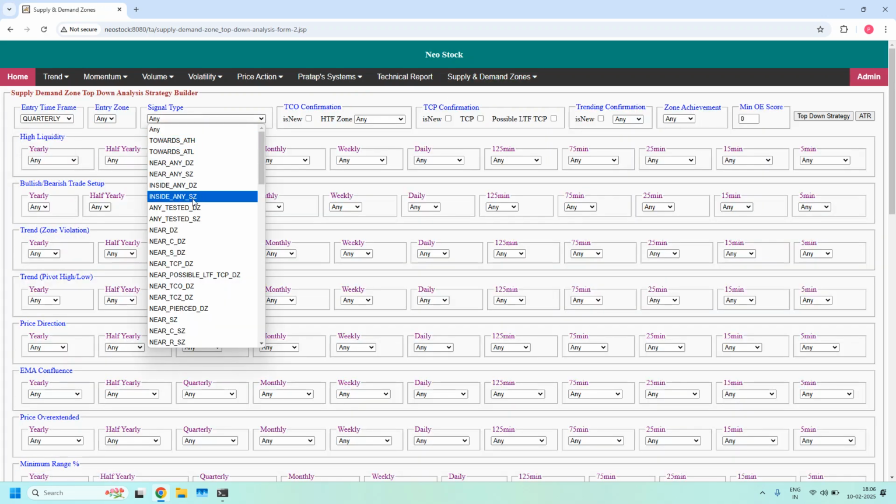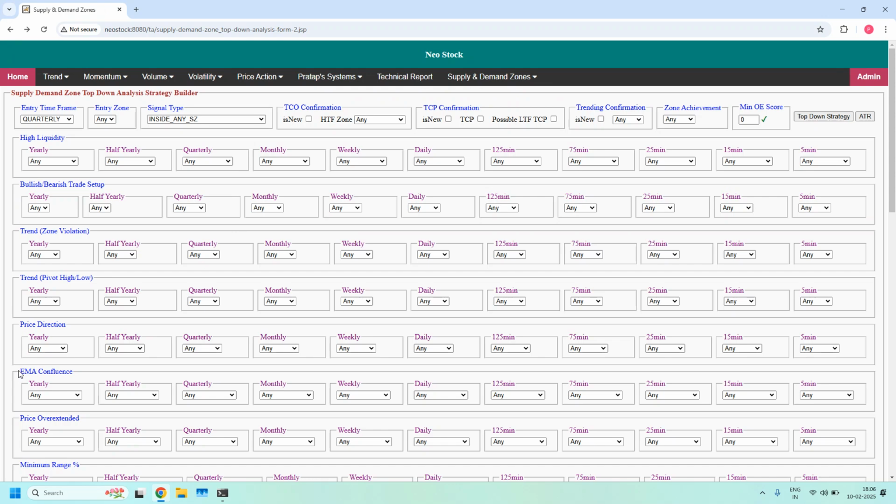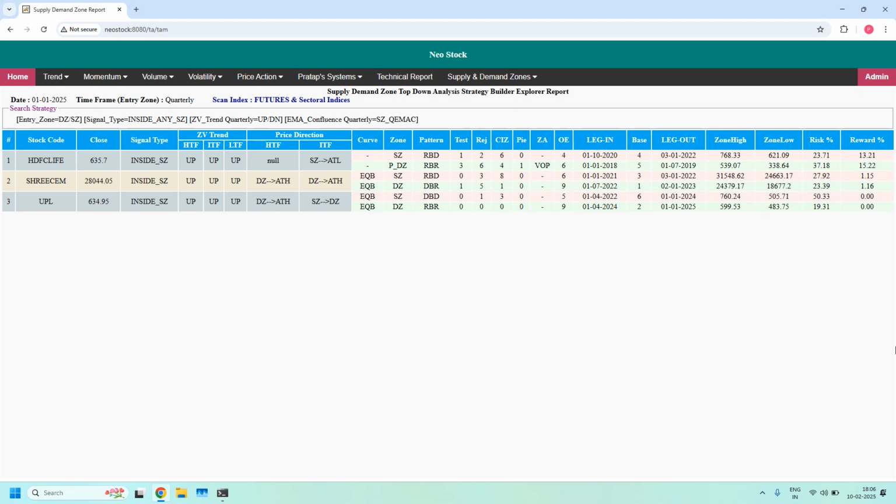Price closed inside the quarterly supply zone. We got 4 stocks. Out of these 4, how many quarterly supply zones are having quarterly EMA confluence? Let us verify. So in the EMA confluence at quarterly time frame, I am setting the filter quarterly supply zone having quarterly EMA confluence. Trend on the quarterly time frame is up or down. With these filters, we got 3 stocks out of 4.